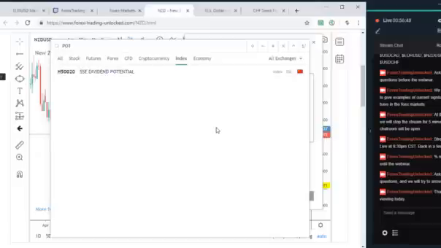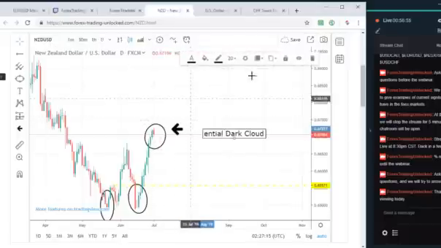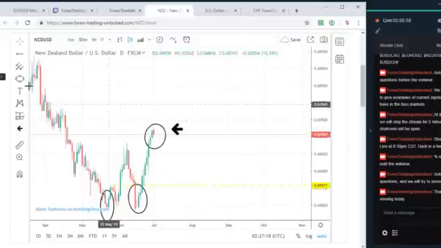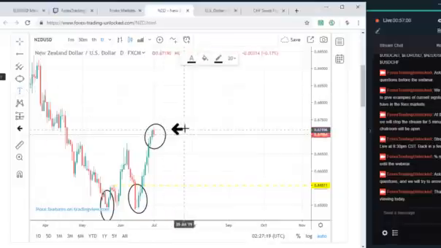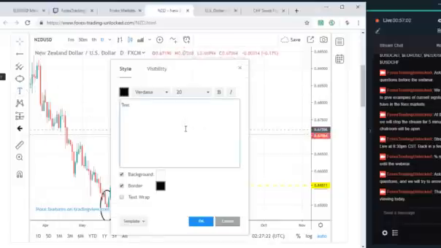Potential dark cloud cover sell signal. Okay.